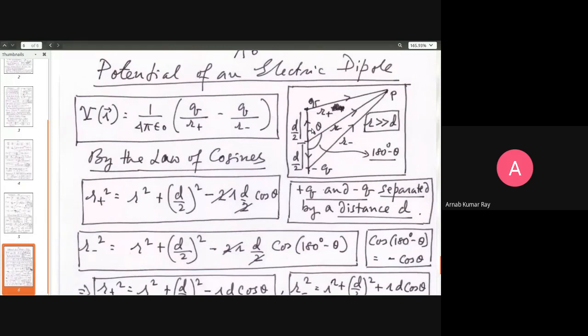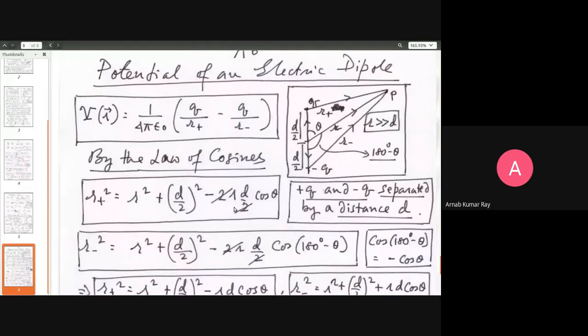So what I'd like to do now is to apply the law of cosines to this triangle whose arms have the length d by 2, r plus, and just r. Okay, so by the law of cosines, let us see. This is just a generalized extension of Pythagoras' theorem. How so? Let us see. This thing, r plus squared, will be equal to r squared plus d by 2 squared minus 2r d by 2 cos theta. This is the law of cosines.